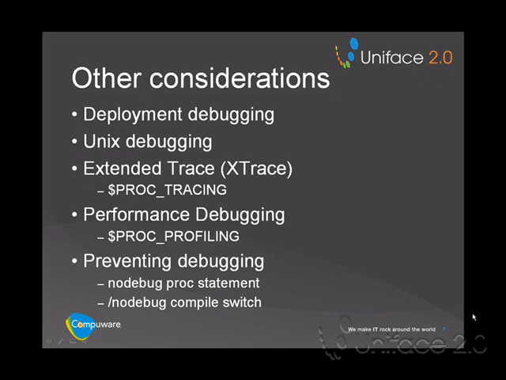The debugger is targeted at logic and code fault finding. For performance debugging, you should use something like the assignment file setting $proc profiling. As a final reminder, consider using the no debug compile switch to prevent debugging of your components. As we saw in a demo, the no debug proc statement can be skipped using a debugger.